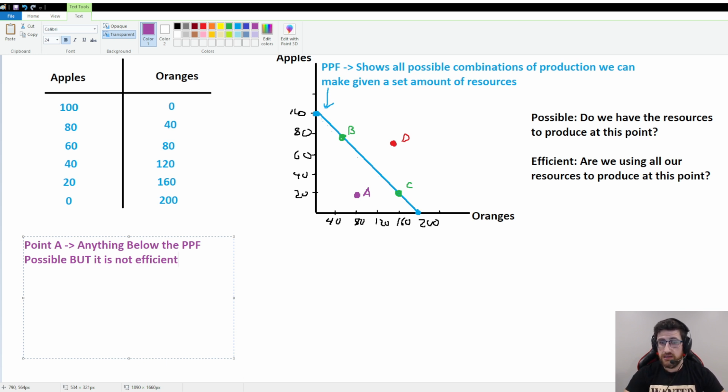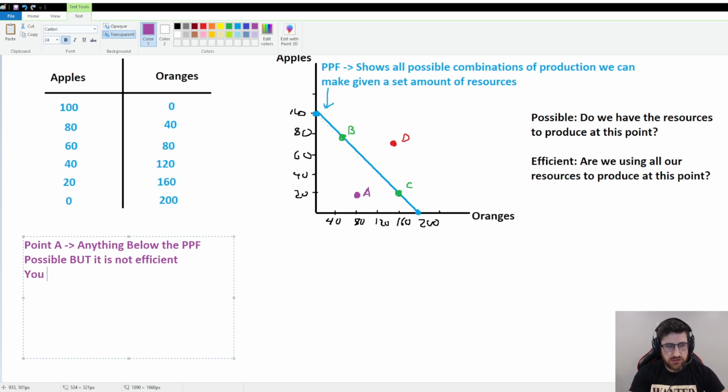Yes, A is at 20 and 80, but I could do 60 and 80. I could do 20 and 160. I could do a whole bunch more. And basically, I would be able to move closer to this blue line. Now, some people say, well, what if I only want 20 apples and 80 oranges? Why not just make what I want?